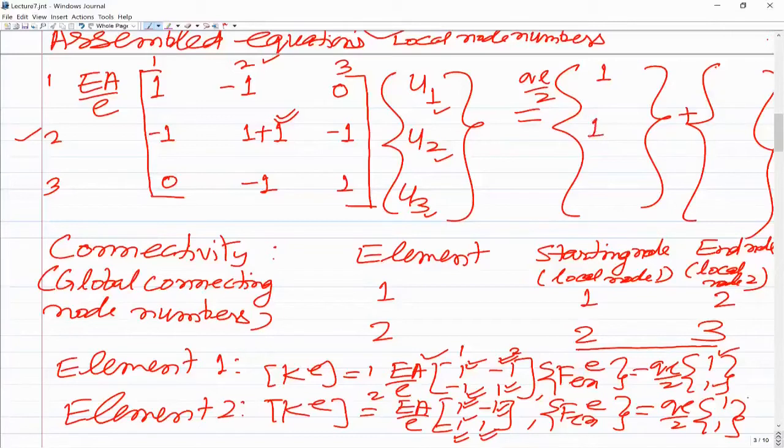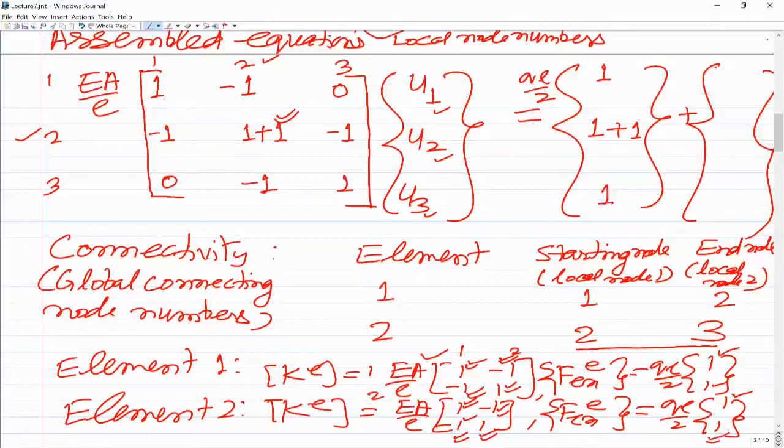Then coming to the second element, the first row will go to the global row number 2. So it would be added here, because there is already an entry from the first element over there. And then this second row of the second element will go to the third row. So it would be added over here. So this is as far as the external load vector is concerned.